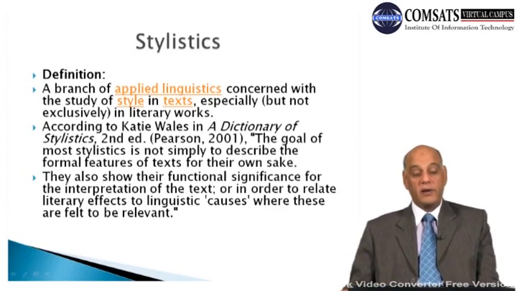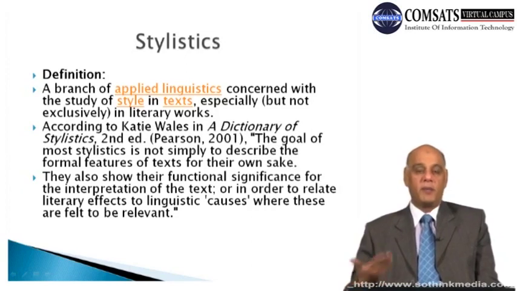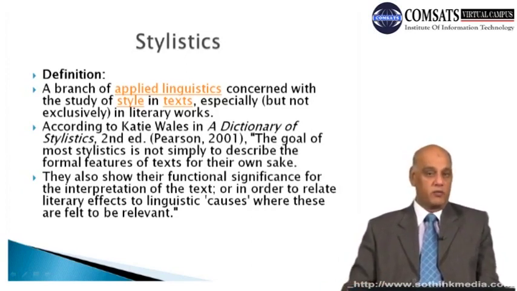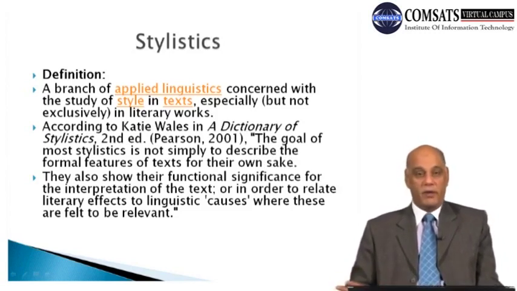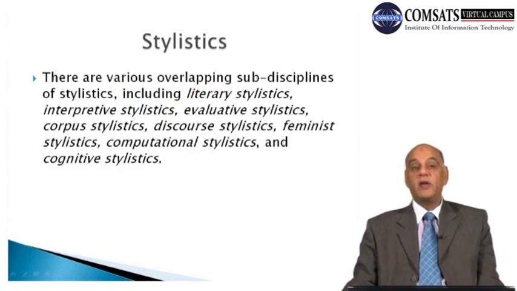Or in order to relate literary effects to linguistic causes, why certain devices have been used, or what literary effects have been given by a certain writer, where these are felt to be relevant, how they are relevant to the text, and how they are relevant, for example, to the style of the writer. There are various overlapping subdisciplines of stylistics.